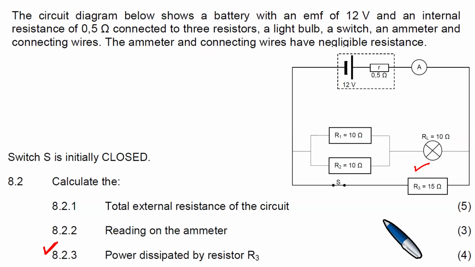Power dissipated by resistor R3. Okay, let's see what you've got there. Right, you think it is 8.44 watts. 8.44 watts. Well done. I must indicate that up front. Well done.